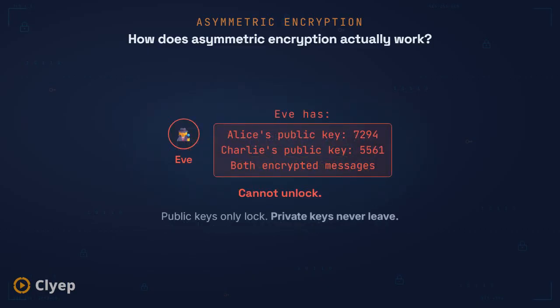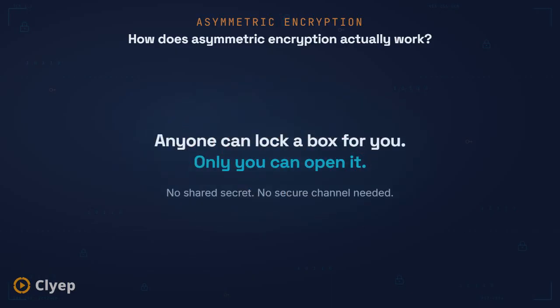If Eve intercepts both messages, she can see everything on the wire. Even if she has both public keys, it doesn't help her. The public key locks. It cannot unlock. Only Alice's private key opens Alice's messages, and only Charlie's opens Charlie's. Same lock, different combinations. Only the owner can open theirs.